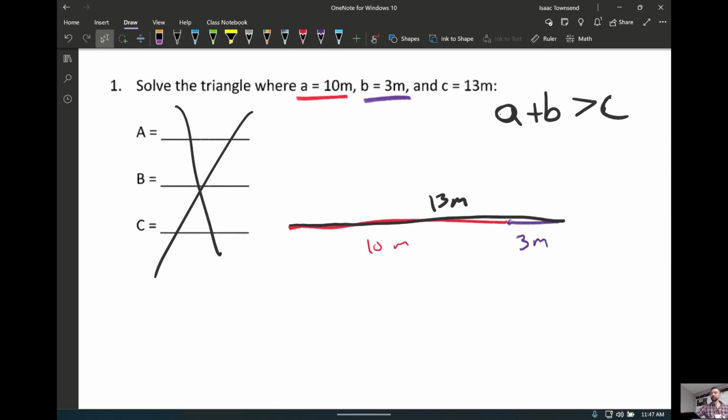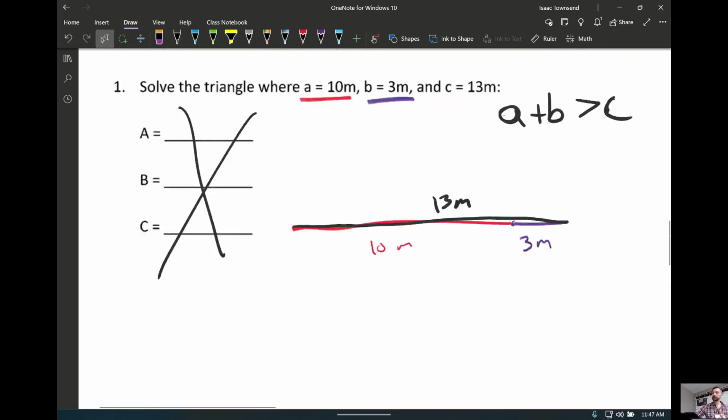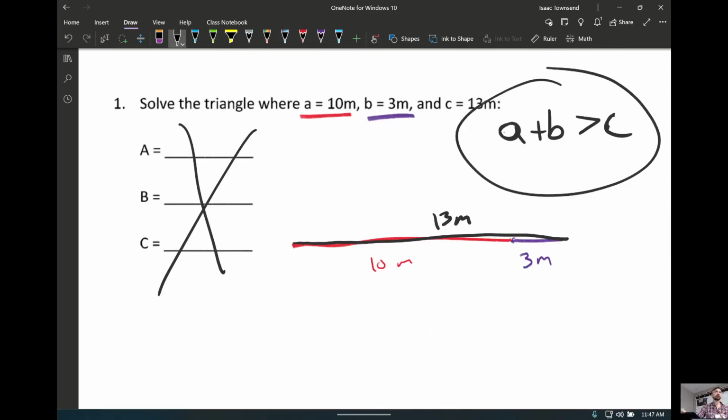That doesn't really apply to this unit. I just like to remind you of that. Does anyone remember that from geometry? You do? Okay, good.